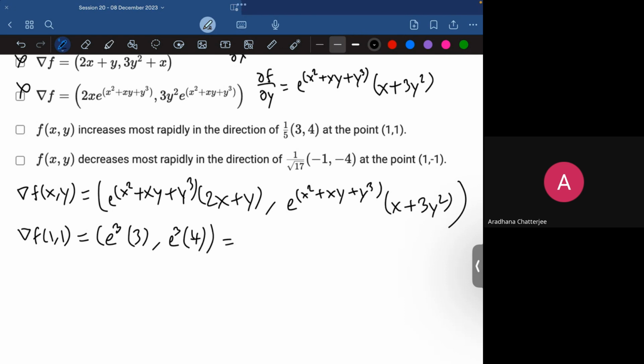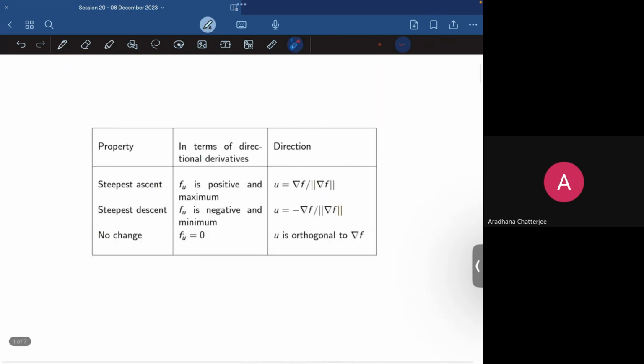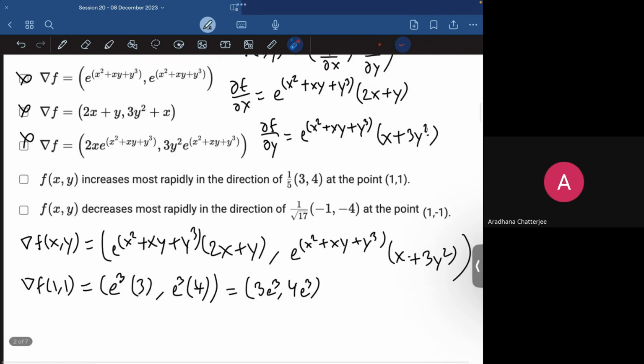Okay, so this is basically 3e cube, 4e cube. So this is the value of the gradient at the given point. Now we want to find the direction that maximizes the function. And for that, we just have to compute u as we saw here. So u is the gradient of f divided by the norm of this gradient at the given point. Because we want the maximum, we'll just calculate this. Okay, so let's calculate that.